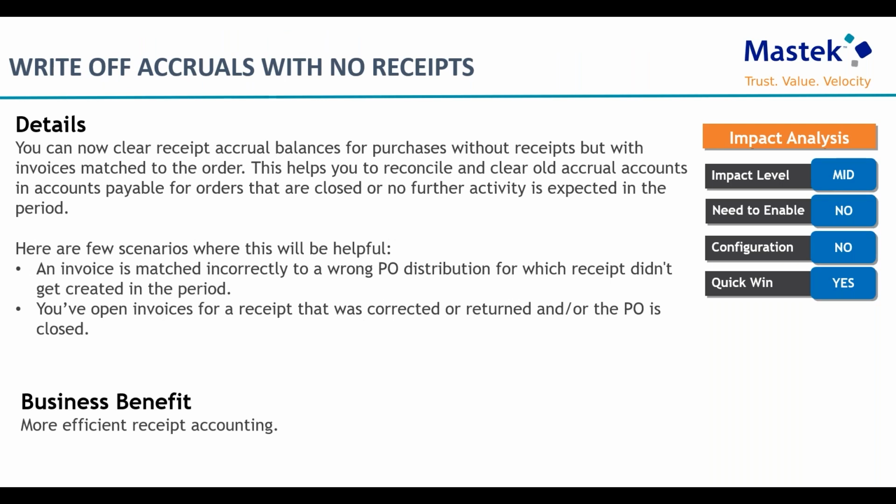Another update related to cost accounting is that now you have a write-off mechanism for accruals which don't have receipts. There could be certain cases in business where you have an invoice matched to a wrong PO for which you don't expect receipts to be created. Another case could be that you have an open invoice for a receipt that was created or cancelled later on, and you don't expect any changes to this invoice or these receipts in the long term. Hence, you would want to write off these accrual entries for these invoices.